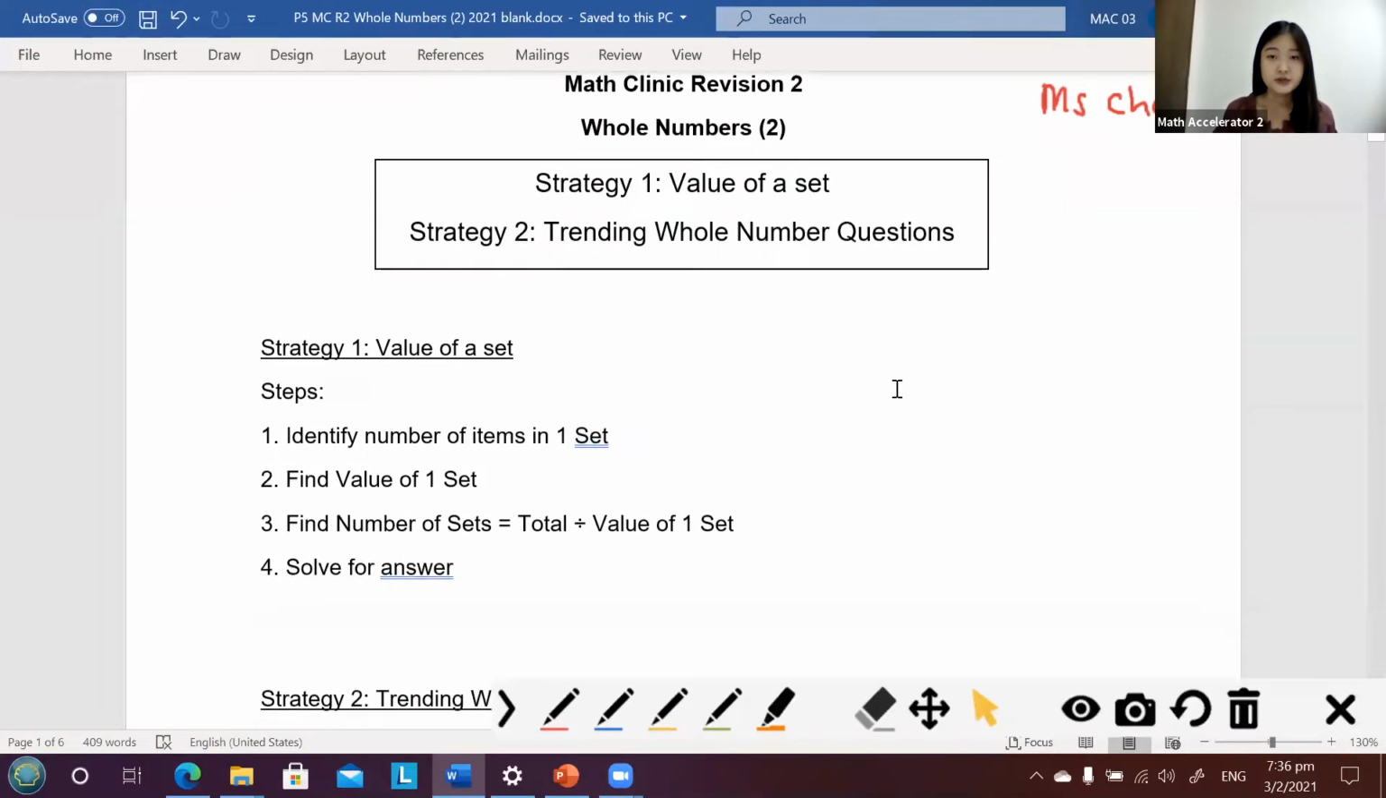So you should have this worksheet with you. You can print it out, it's on our website. So today we'll be doing value of assets for our strategy. And strategy 2 will be going through some trending whole number questions, so on whole numbers. So let's take a look.